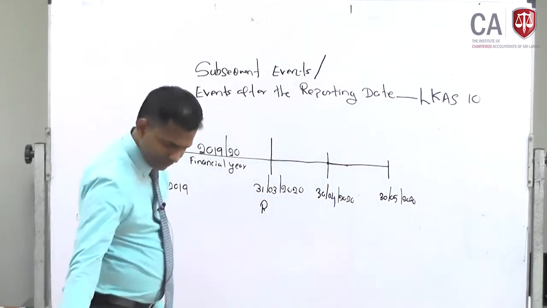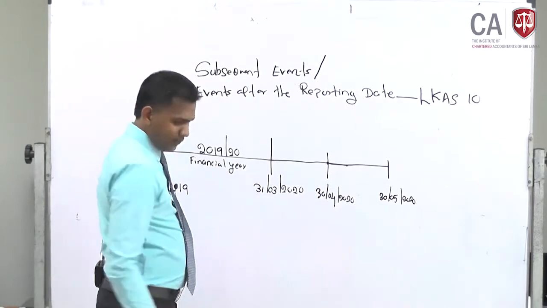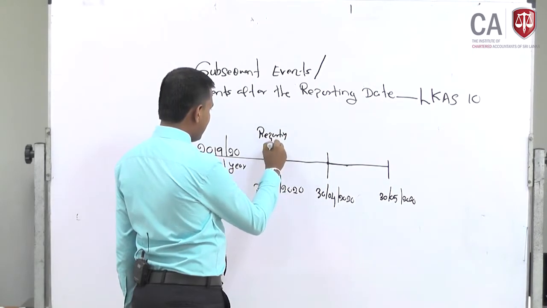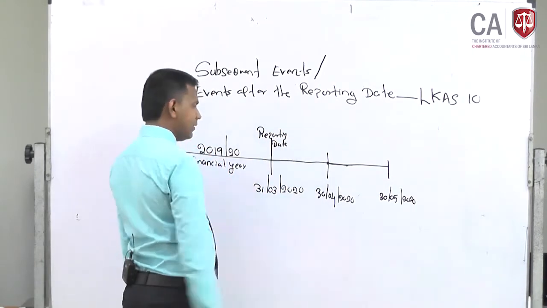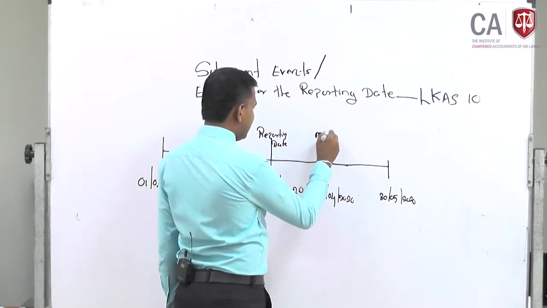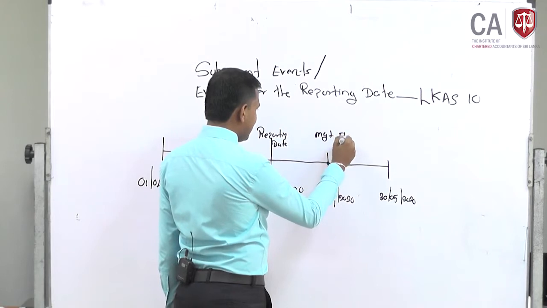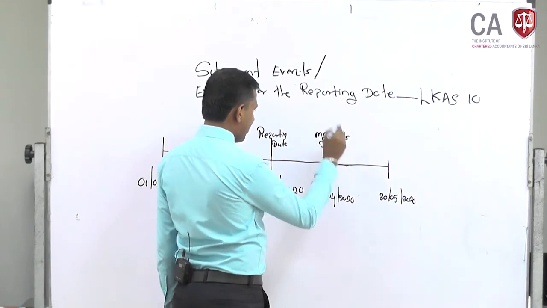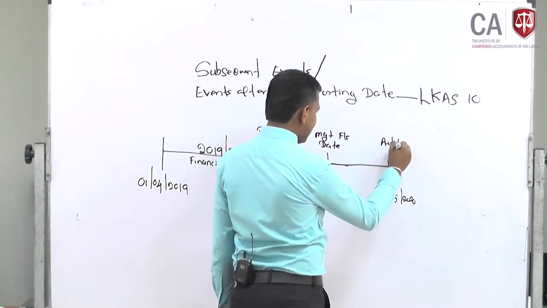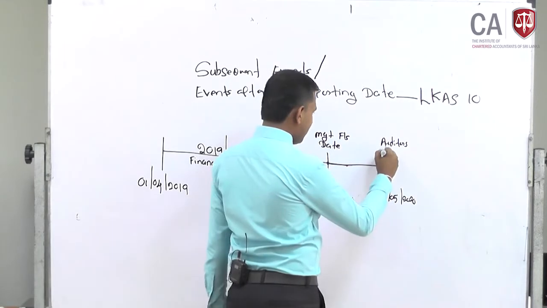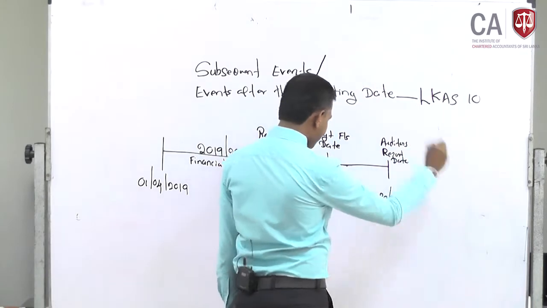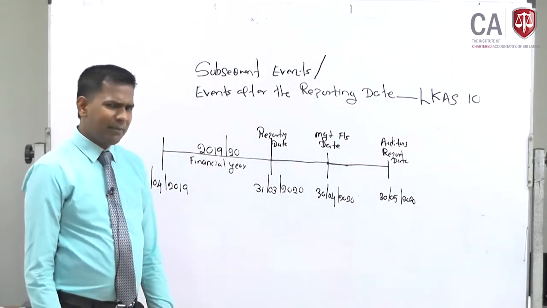Listen to me carefully. This is called the reporting date, right? Then this is the management accounts date, the management financial statement date, right? And this is the auditor's report date, right? Then what happened there?